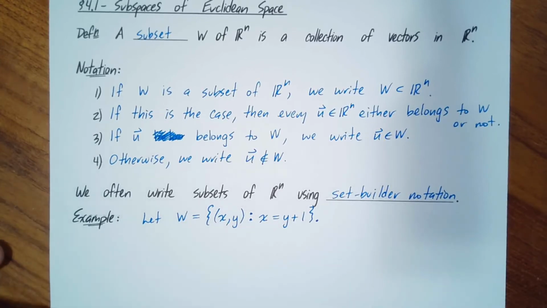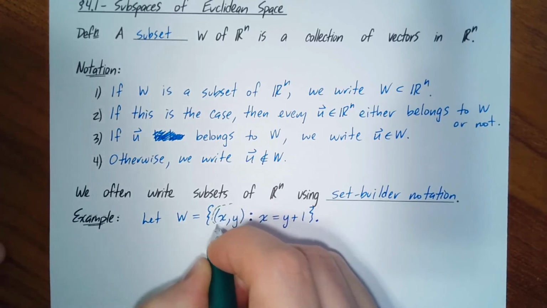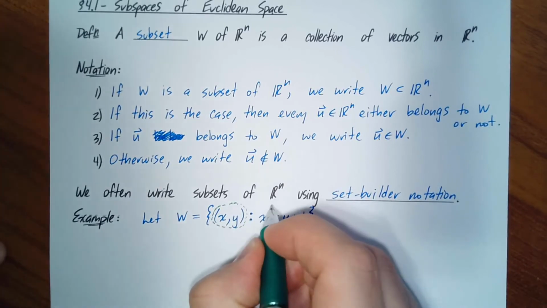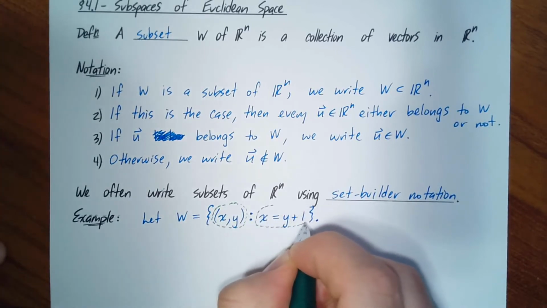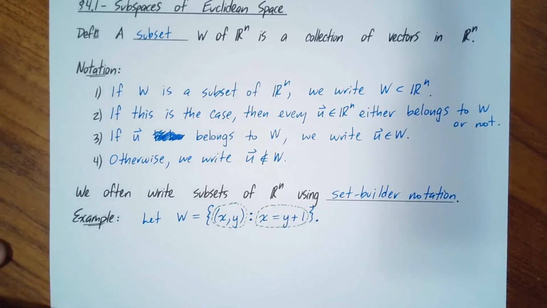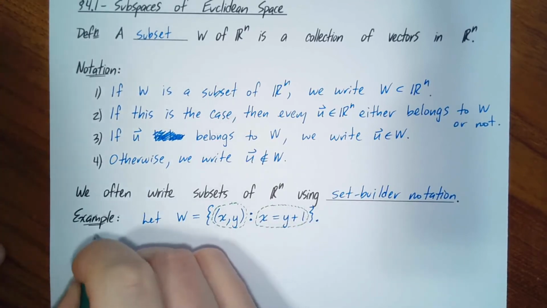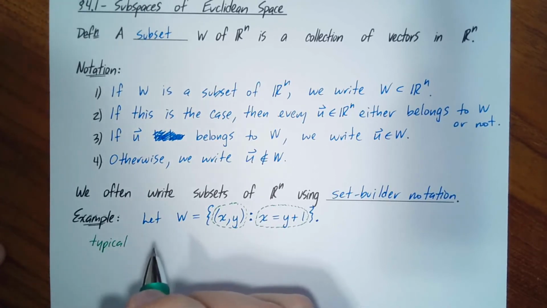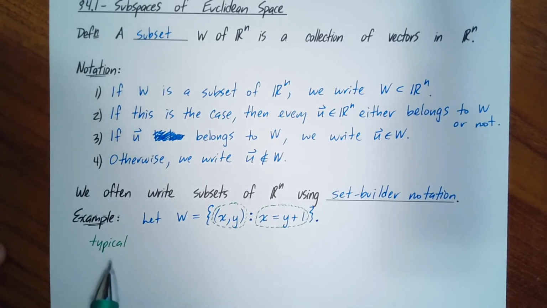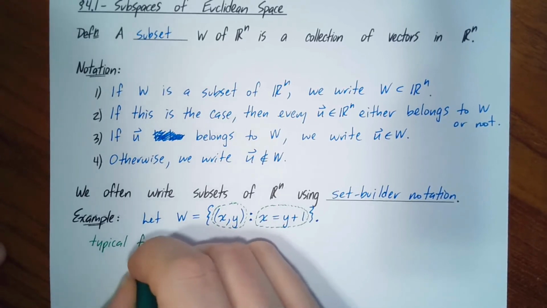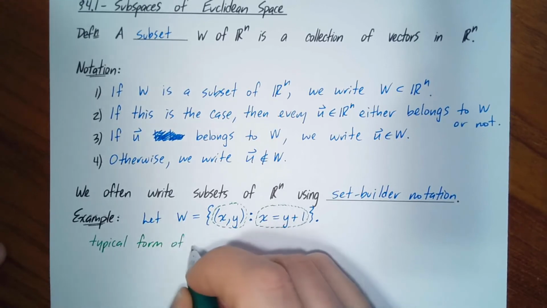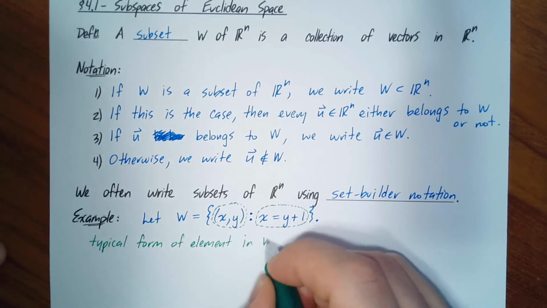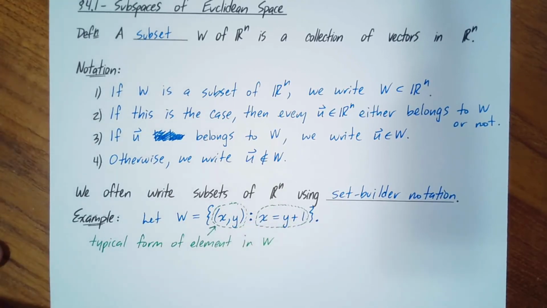There are two main components that I really want you to be clear on how to interpret. There's this part, and then there's this part afterwards. Okay, so on the left, this is a typical form of an element in W. Okay, so that's what that's telling you.